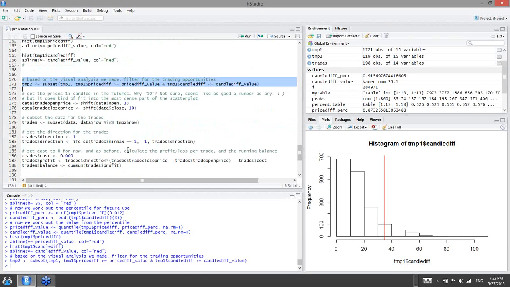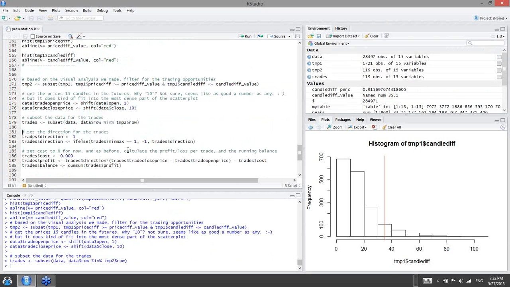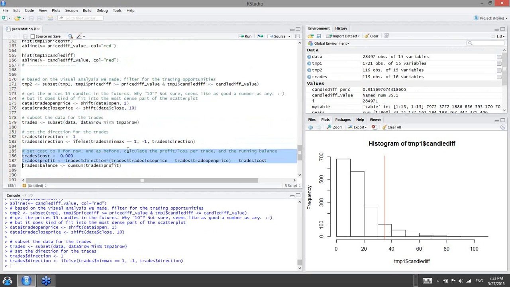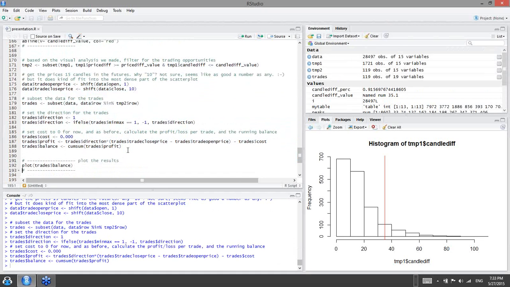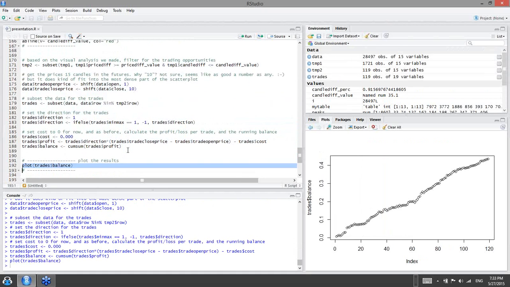Okay, so now I'm just going to run some code to set up my trades. You all can go through this at your own pace at home, if that's what you do at home for fun.